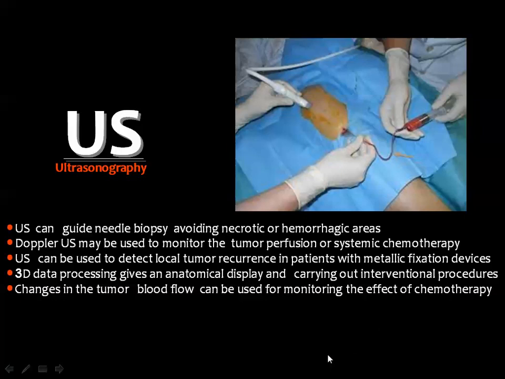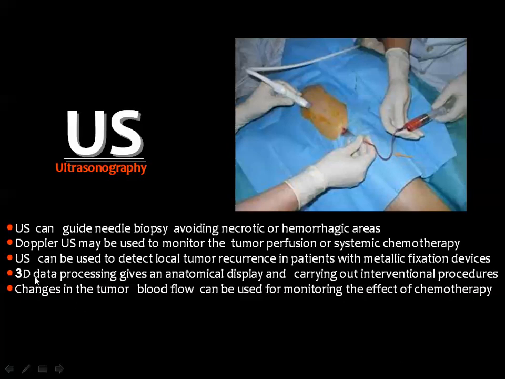collections, and many times it can also be used to perfuse some of the chemotherapeutic drugs. Ultrasound, and especially the Doppler, can monitor the tumor vascularity and its response to systemic chemotherapy. It can also be used to detect local tumor recurrence in patients with metallic fixations who cannot be examined by CT and MRI because of the artifacts.